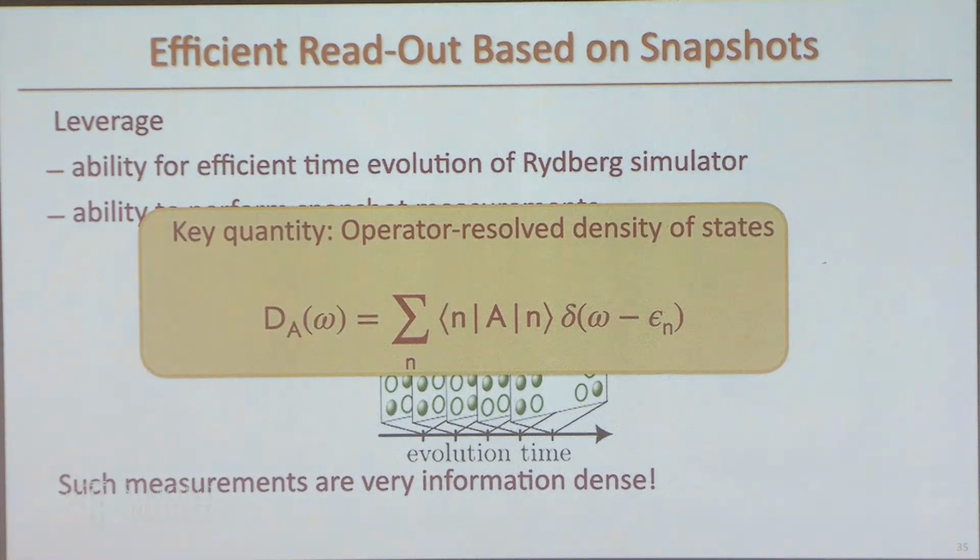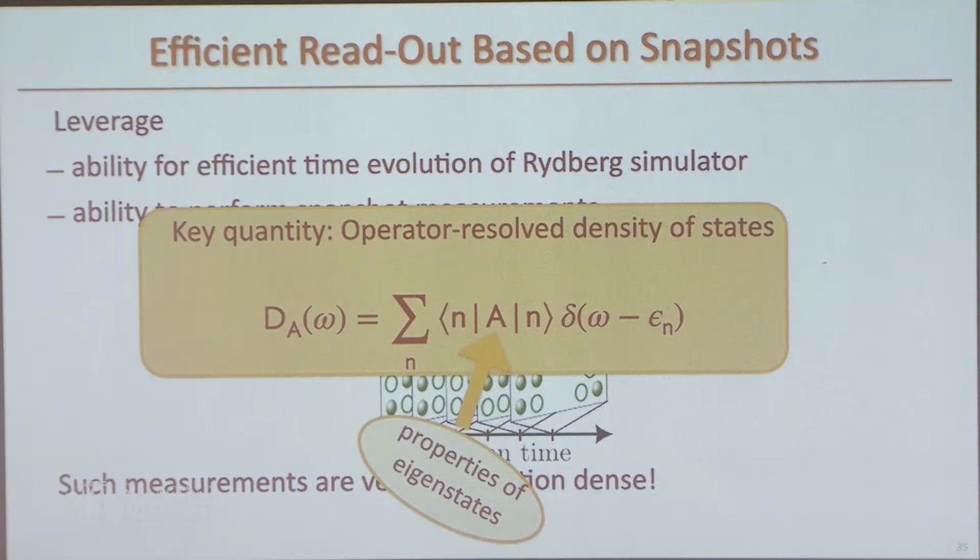And in order to do that, we have introduced a new quantity which we call the operator-resolved density of states. This depends on one operator A, which could be, for example, the unit operator. And if that's the unit operator, you will see that this quantity D is basically just the spectrum of the system. But we can also use others, which are then resolved by physical quantities. I will show a little bit more about that. And here are basically the peaks that we would get in the spectrum.